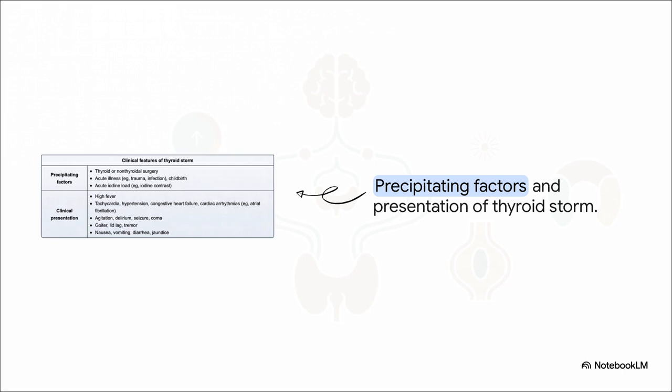The treatment sequence here is heavily tested, so lock this in. Start with a beta blocker to control the heart rate, then give PTU to block synthesis and peripheral conversion, follow that up with iodine to halt release, and finally administer glucocorticoids.